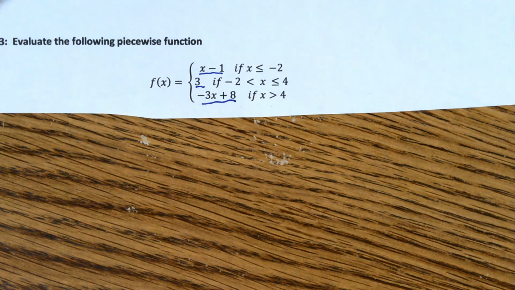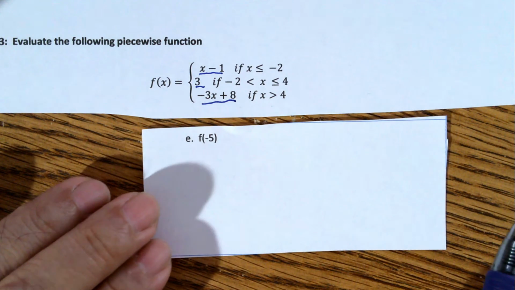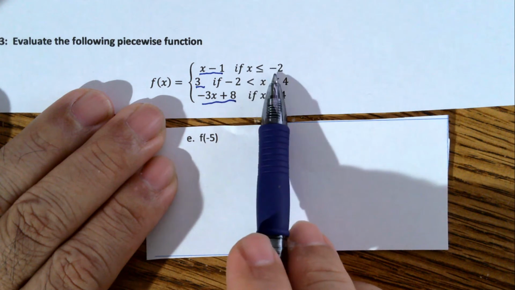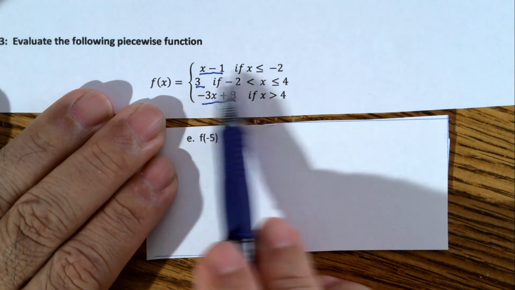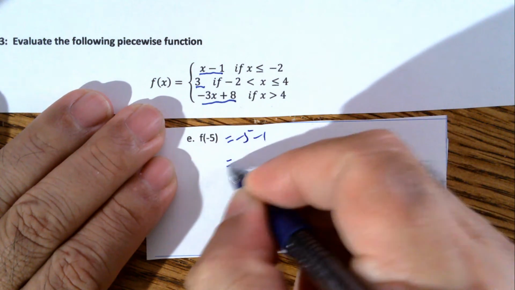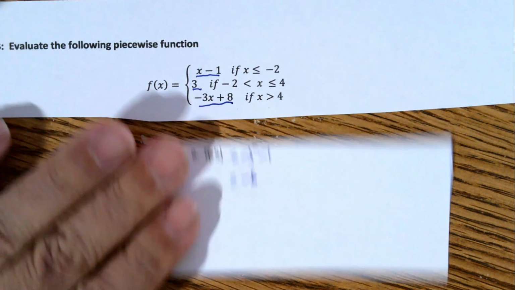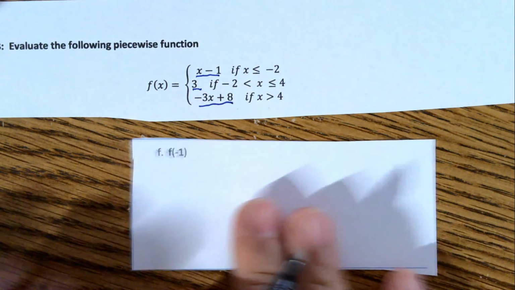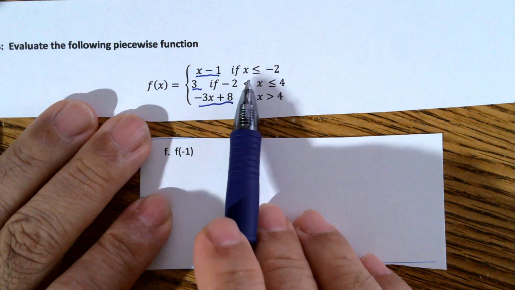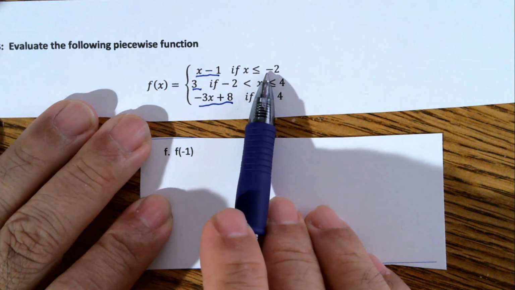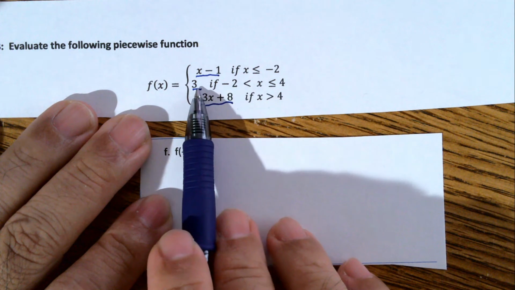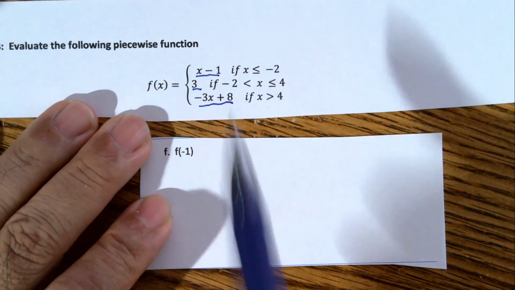E. F of -5. Where does -5 belong? Is -5 less than or equal to -2? Why, yes, it is. So you substitute into the first expression: -5 minus 1, which is -6. And that's it. F. X is -1 this time. Is -1 less than -2? It is not. Is it between -2 and 4? Yes, it is. So the output is just 3.